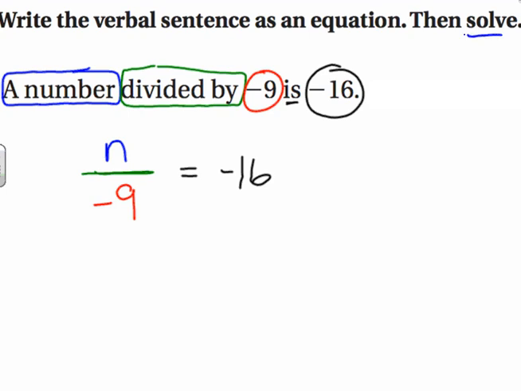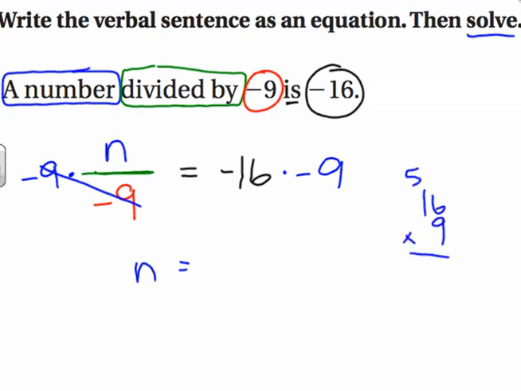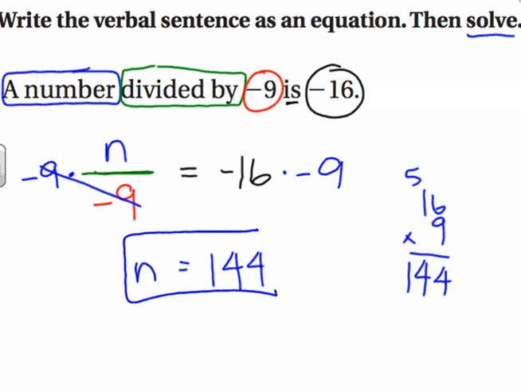Then we're also going to solve that equation. So to undo dividing by negative 9, we are going to multiply by negative 9 on both sides. So that's going to cancel and give us 1n. And now we just need to figure out 16 times 9. So that would be 54. 9 plus 5 is 14. Negative times negative is positive. So n is equal to 144.